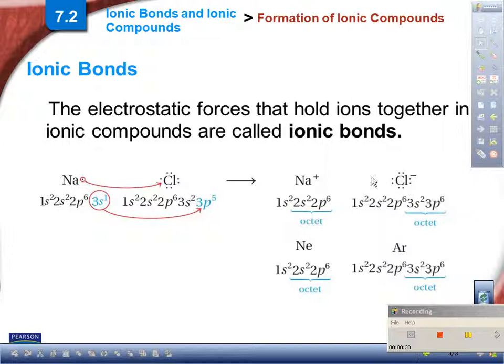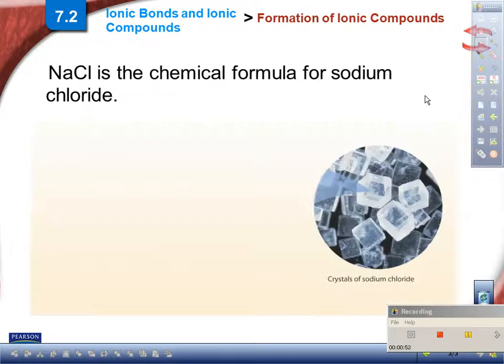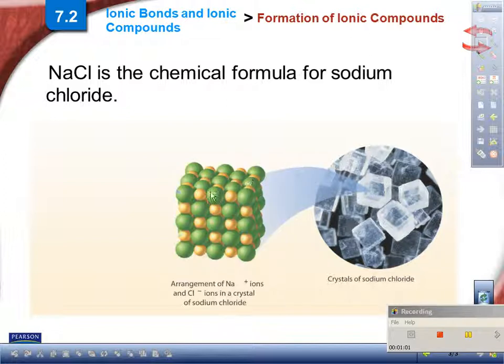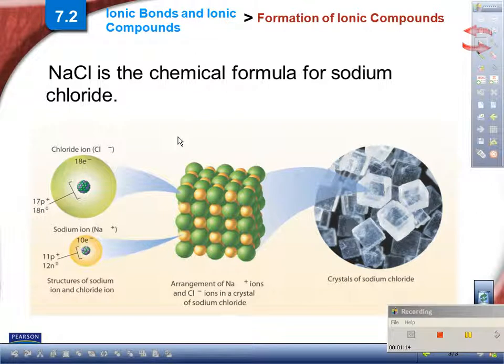Okay, so these guys are going to form an ionic bond, a bond between ions. So NaCl, what we just did, is the chemical formula for some things. Here you see a close-up of some sodium chloride. And this is what it looks like if we were to really zoom in. So alternating positive cations and negative anions. You can see it's a 1-to-1 ratio. And that's what we just did. We figured out the ratio that they combine in.